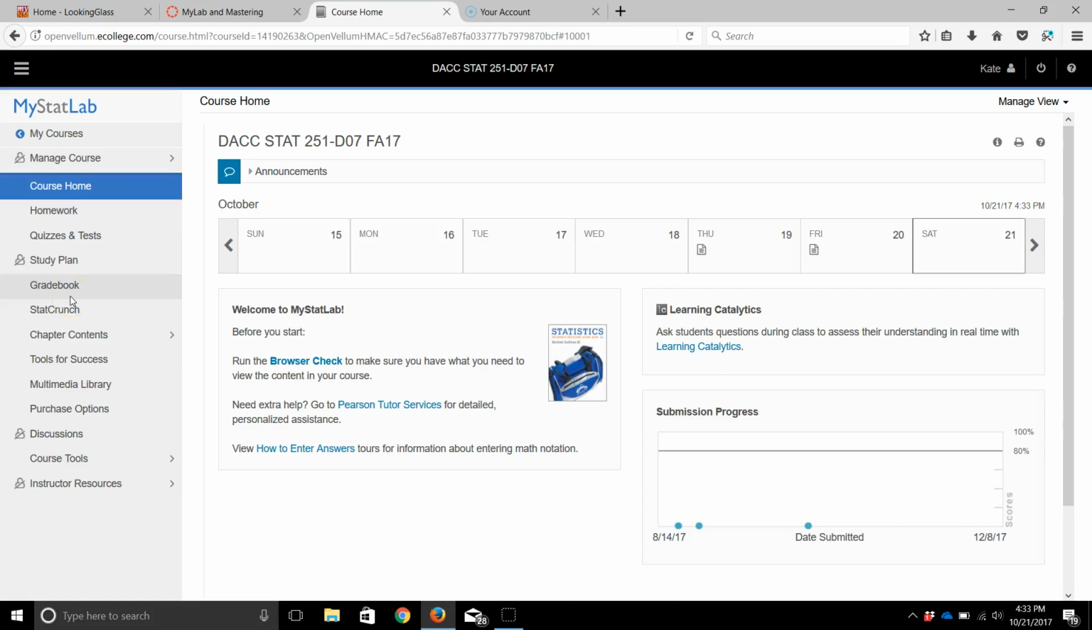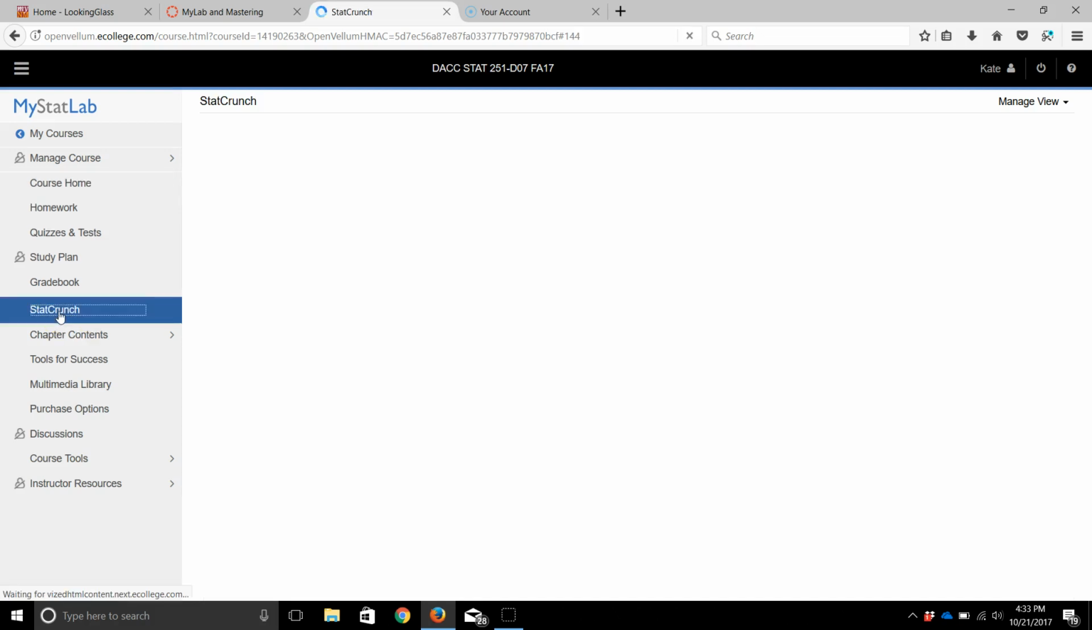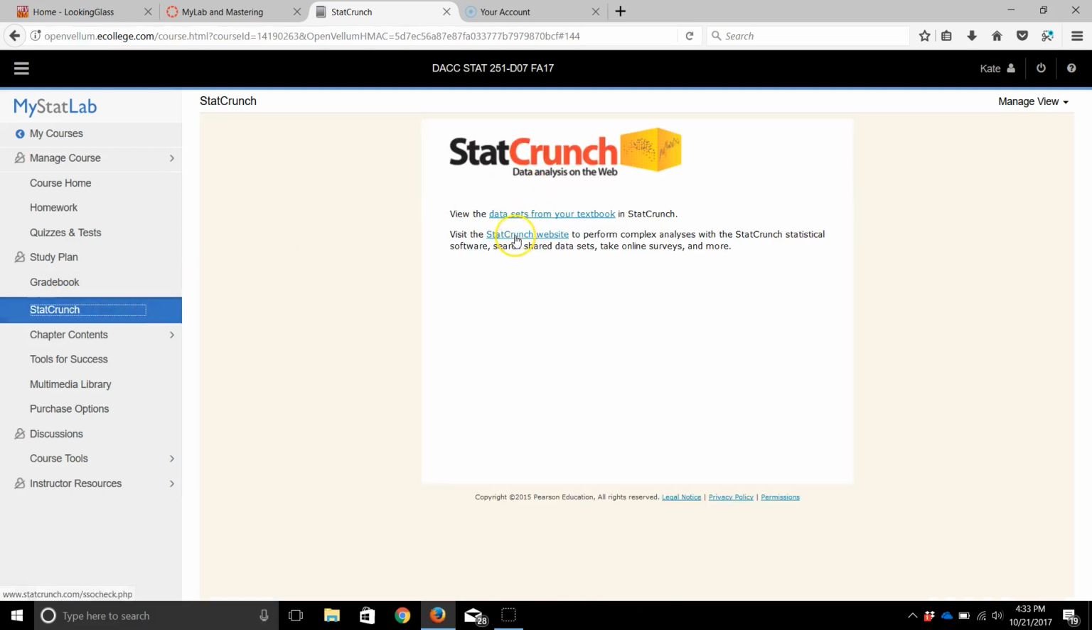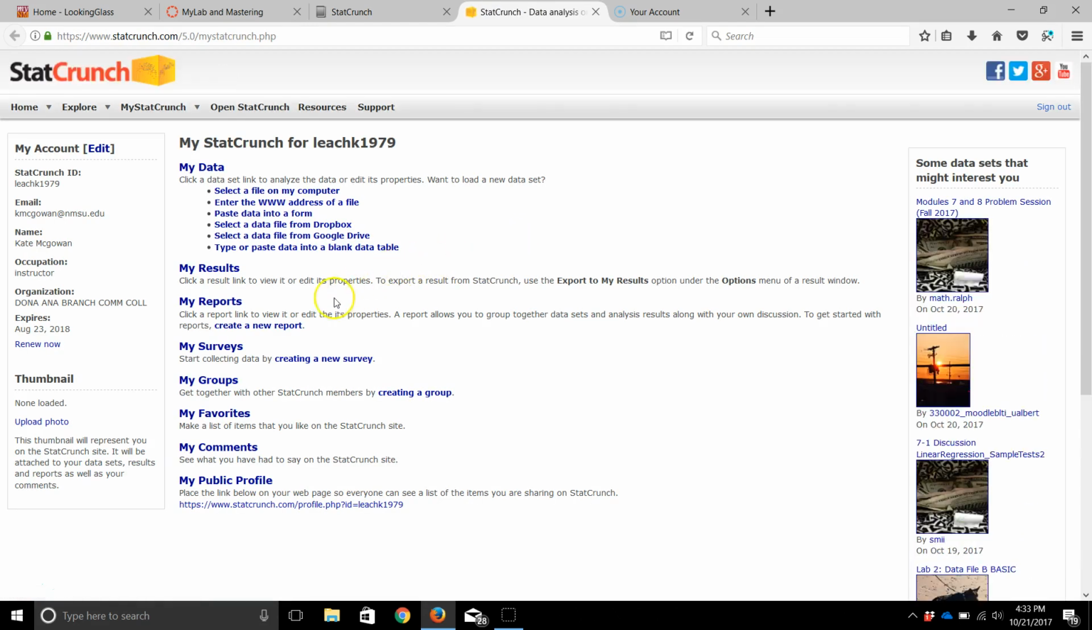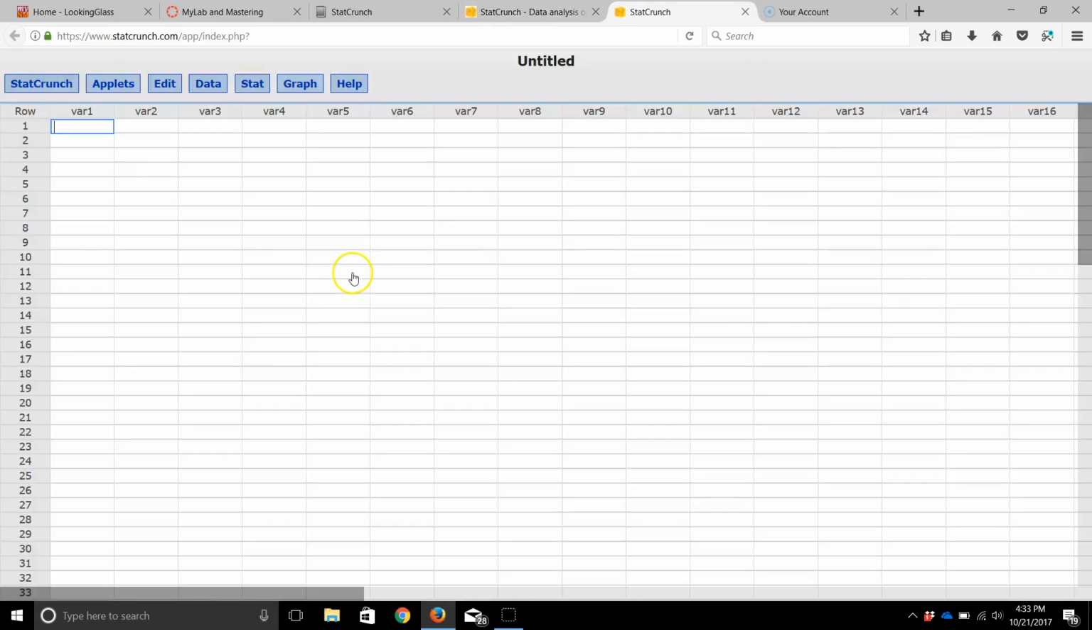Okay, for lab number 6, the first thing you'll need to do is open StatCrunch from MyStatLab in the left-hand menu. As you open StatCrunch, you'll have the option to open the StatCrunch website, because we don't have data for these problems. We're not working with raw data for these ones. We are just working with either summary data or working with StatCrunch itself. So we're just going to open a blank data page here.